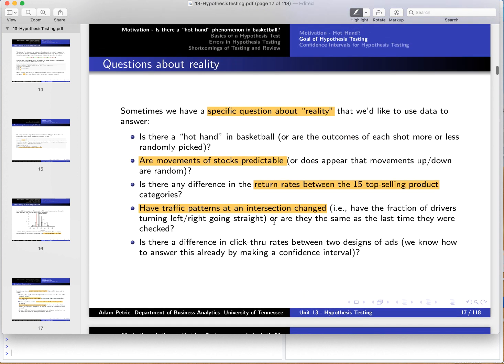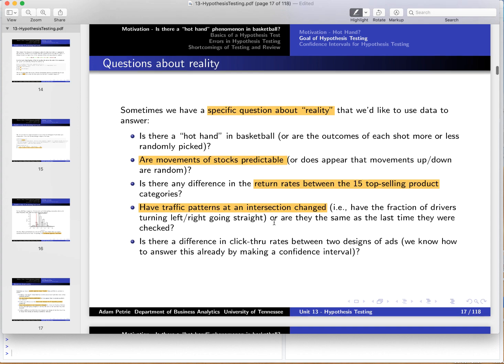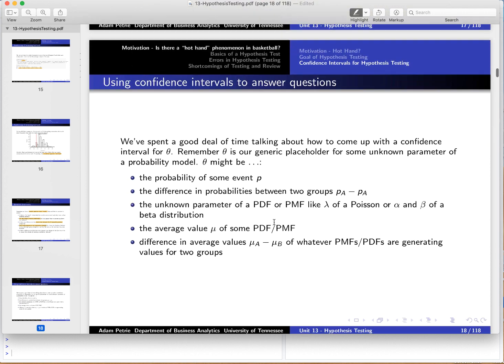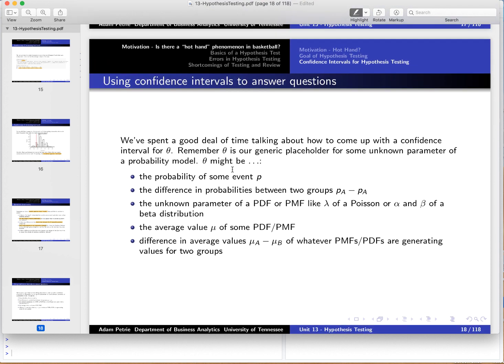And so that's what we're going to talk about in this final unit here, really unit 13: how can we run a hypothesis test and basically ask a question about reality that we'd like the data to help us answer. And for the most part, we've been answering these questions already. We've just been using confidence intervals to help us answer those questions. So whenever we come up with a question about the probability of some event occurring, we know how to come up with a confidence interval for that probability, and we can answer the question based on the confidence interval.